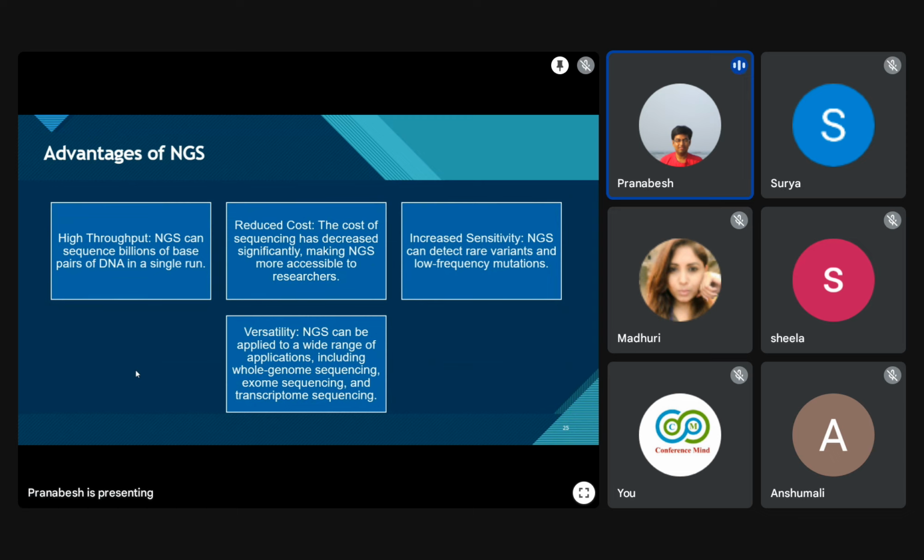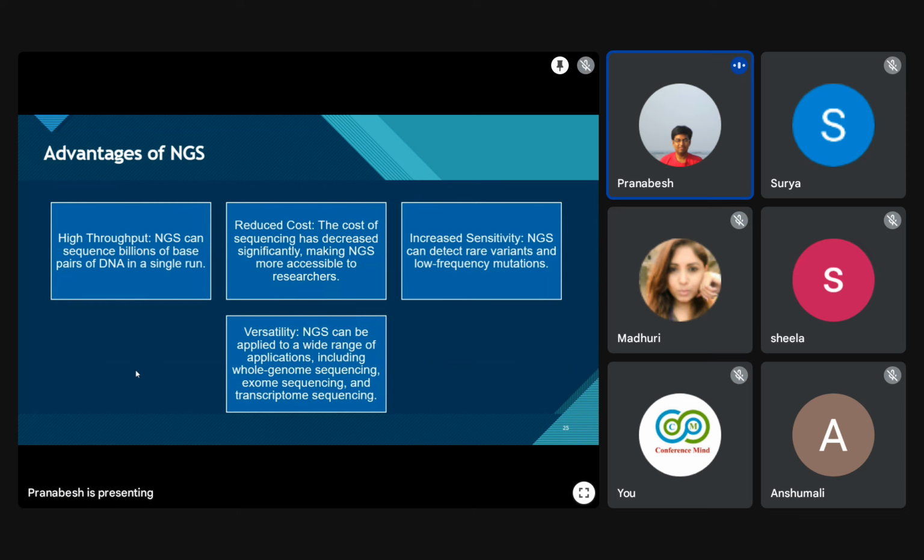So the first advantage is high throughput. Mainly, NGS can sequence billions of base pairs of DNA in a single run. Next is the reduced cost. The cost of sequencing has decreased significantly, making NGS more accessible to researchers.